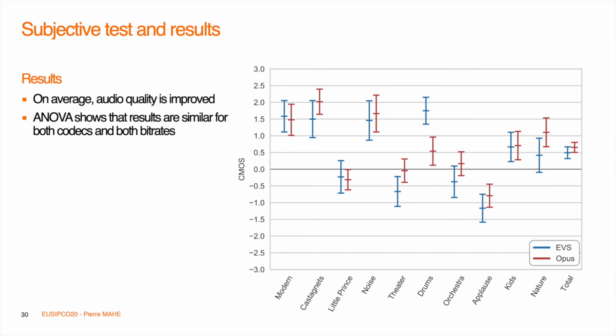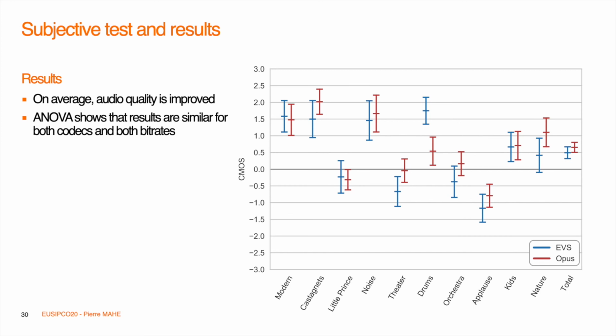A +3 score means the post-processed item is much better than the multimono one. In other terms, the quality is improved by post-processing. A -3 score means the multimono item is much better than the post-processed one. The quality is degraded by post-processing. A 0 score means the two items' quality is similar. On the figure, the test results for EVS are in blue, and the results for Opus are in red.